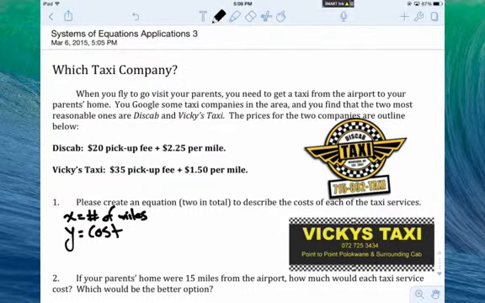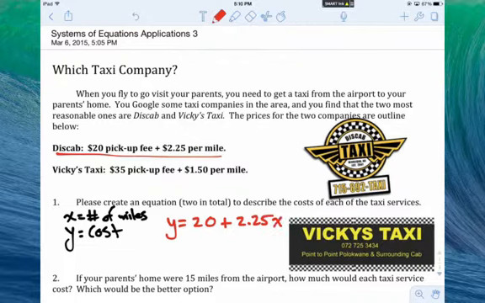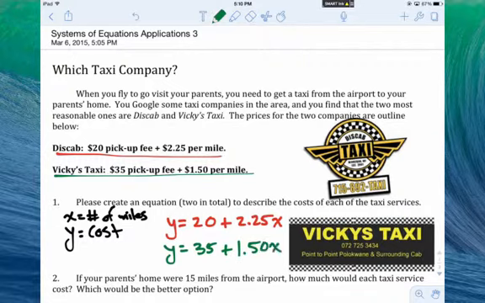And the dependent variable in this case is going to be the cost of that taxi trip. Okay, so Discab, which we will do in red, has a $20 pickup fee. So I'm going to call that equation y equals at least 20 to start. That's our pickup fee before we drive any miles. And then it costs $2.25 per mile. Whereas Vicky's, which we're going to do in green, their cost starts at $35. That's the pickup fee when x is 0, when it's been 0 miles. And then it costs an additional $1.50 per mile. So we've got these two equations to describe the two different costs for the two different companies.